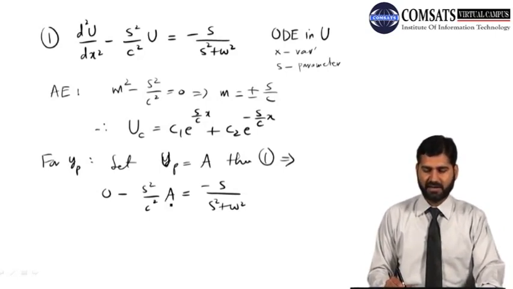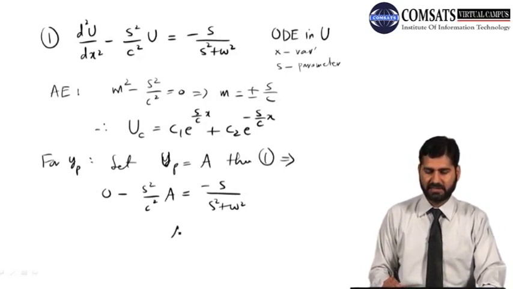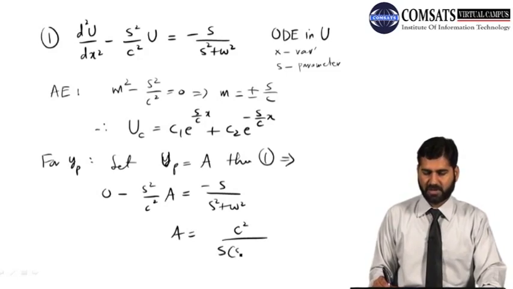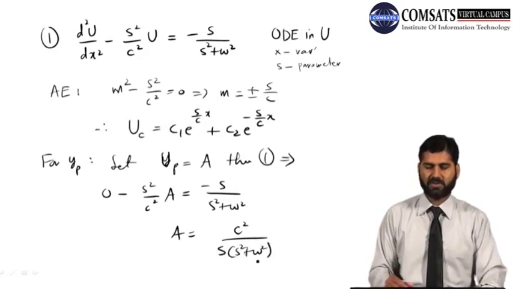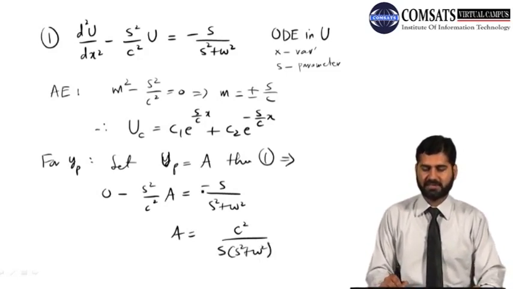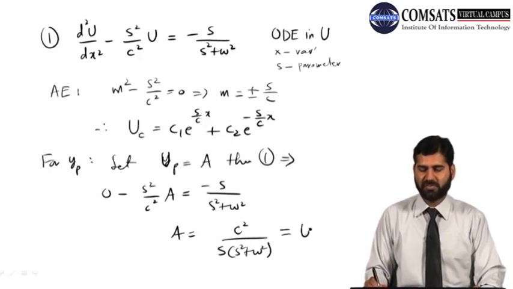So what is your a here? So a is c squared over s times s squared plus omega squared. This is what you got. So this is your U_p.